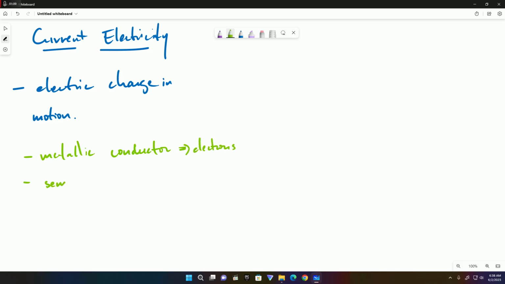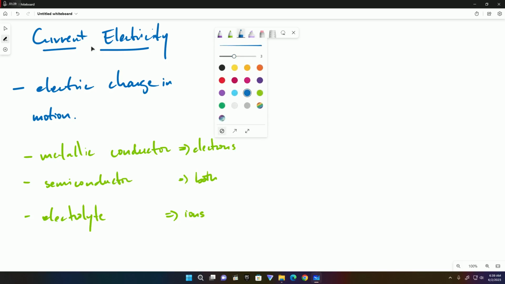In a semiconductor, you have both positive and negative charges. And in an electrolyte, you have the movement of ions: anions and cations. So an electric current, or current electricity, is the flow of electric charge, or electric charge in motion. Easiest way to describe it. There are two types of current electricity. We will look at the simplest type first.